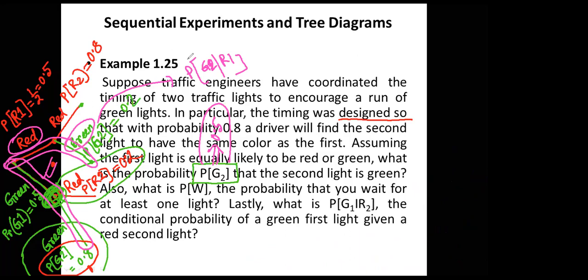So that one we have found, the probability of G2, that the second light is green, and we have found the result. Also, what is PW? The probability that you wait for at least one light. What does it mean? Tell me, what does it mean?